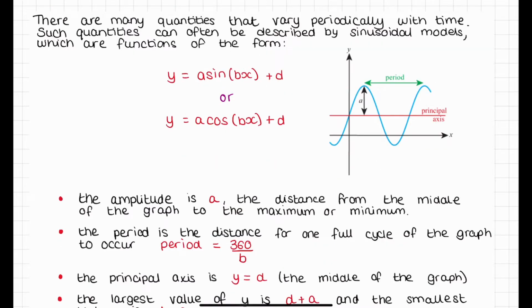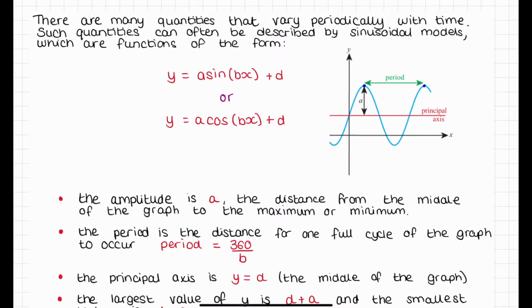So the amplitude is a, the value in front of the sine or cos, and that is the distance from the middle of the graph either up to the maximum or down to the minimum point. And as you can see on the graph there, it is this bit in black here. The period is a distance for one full cycle of the graph, and we work that out by doing 360 divided by the b value. So in the graph, it's the green part at the top, and obviously if the graph was to start at the maximum point, when it reaches the maximum point again, it's done one full cycle.